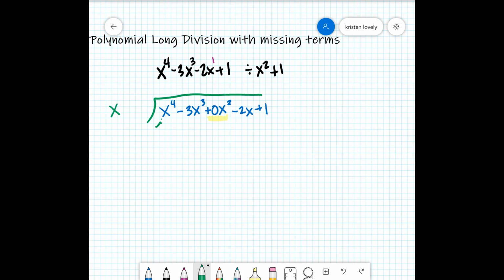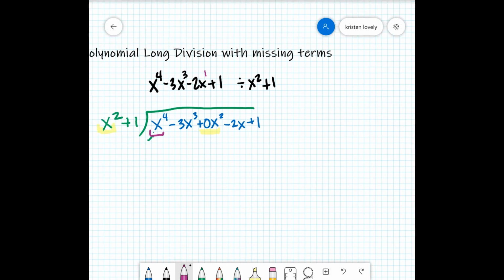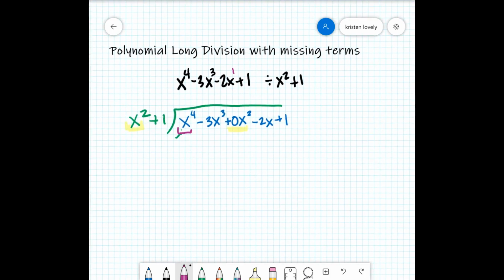So we're dividing everything by x squared plus 1. Just like before, we are looking at the first term in the binomial, and you are going to figure out how many times it divides into x to the fourth. I'm going to show my work off to the side. You may get to the point where you don't need to do that, but while you're still learning, it's good to show all your work.